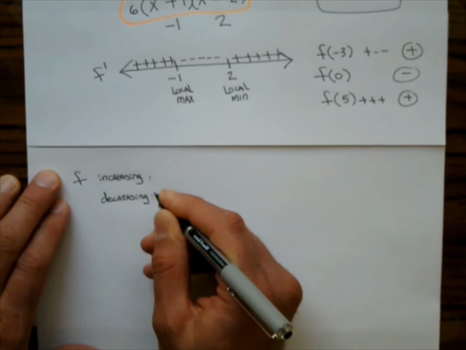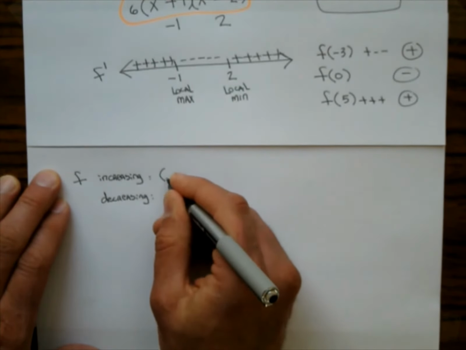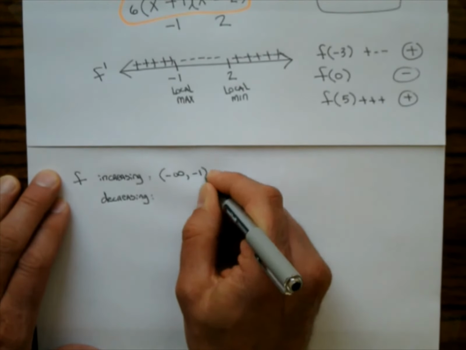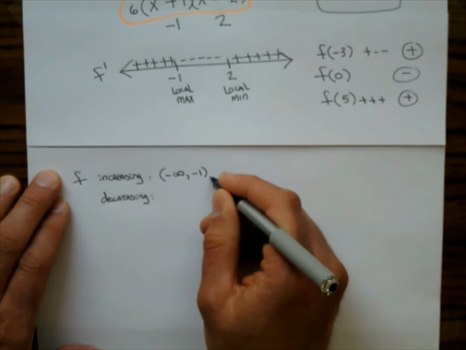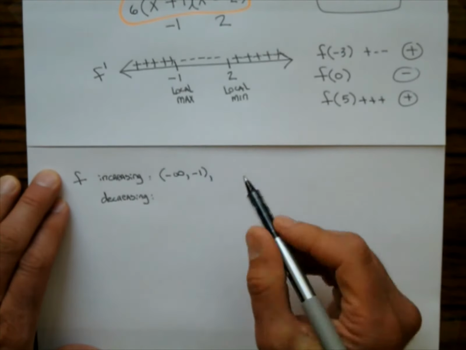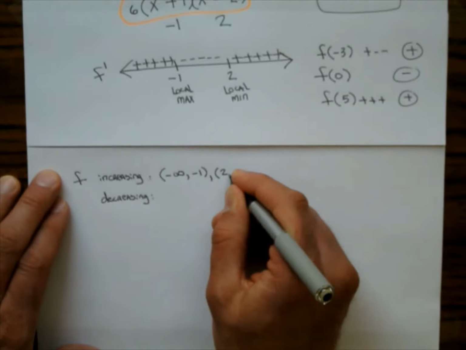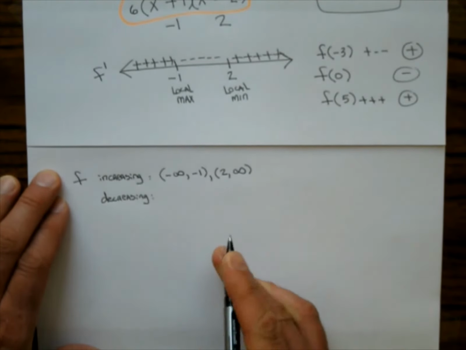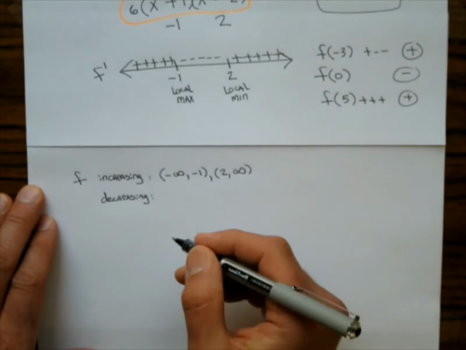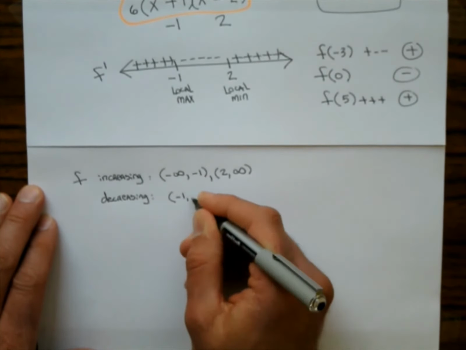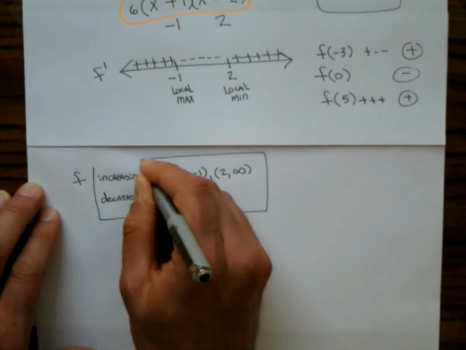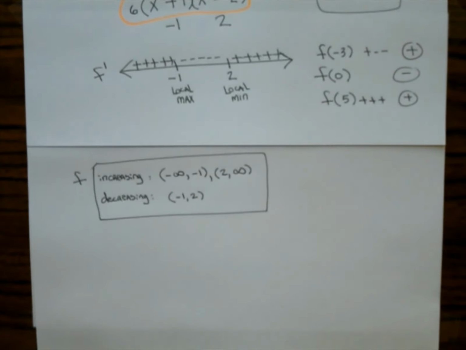Okay, so officially it's increasing from, these are x values, from negative infinity to negative 1. We're not going to put the union, we always list our increasing, decreasing intervals. And then from 2 to infinity. Your graph is decreasing from negative 1 to 2. Negative 1 to 2. And so there it is. If they ask increasing, decreasing, that's how we like to answer it.